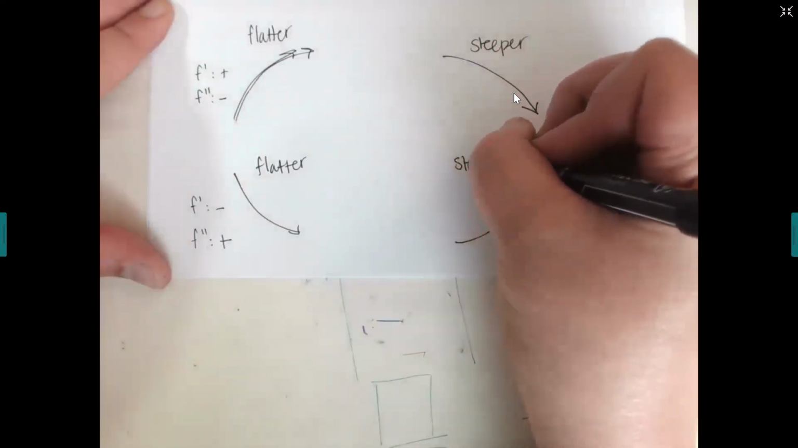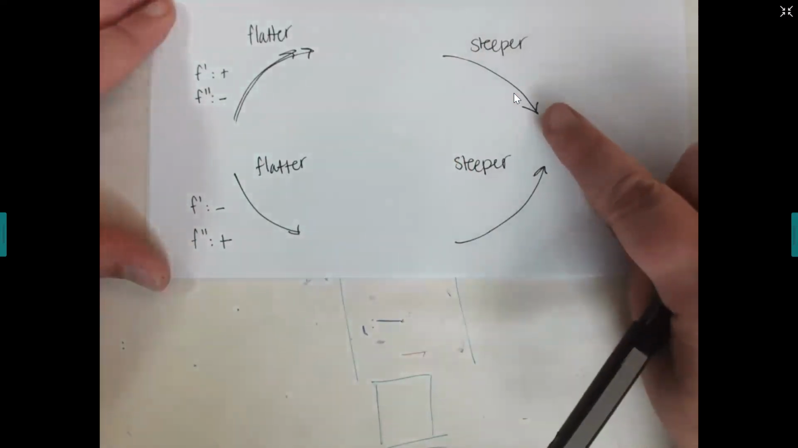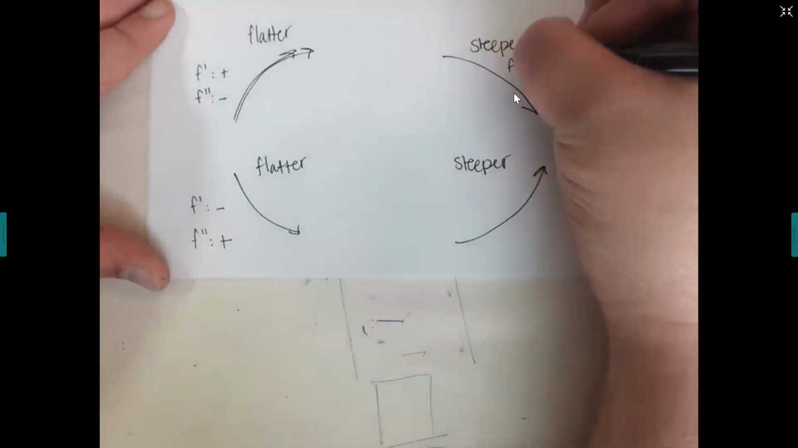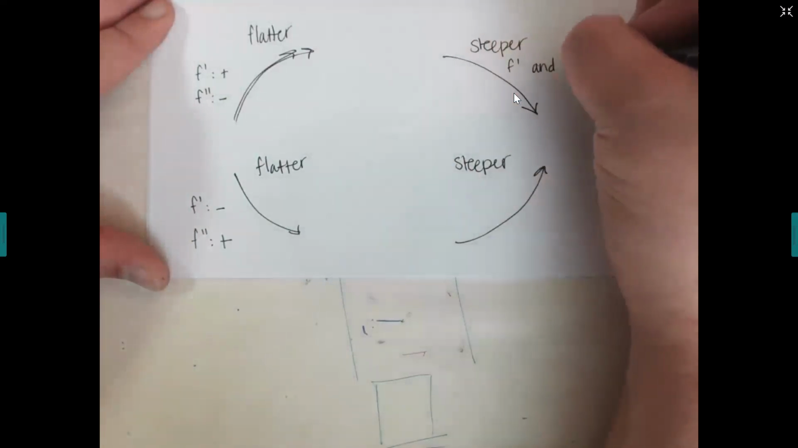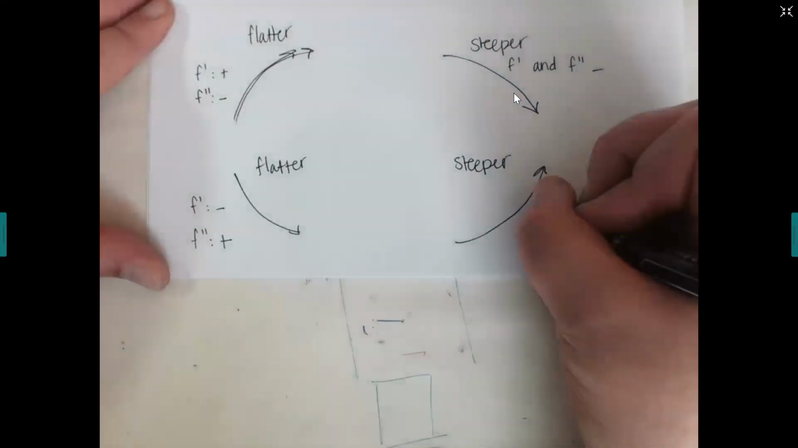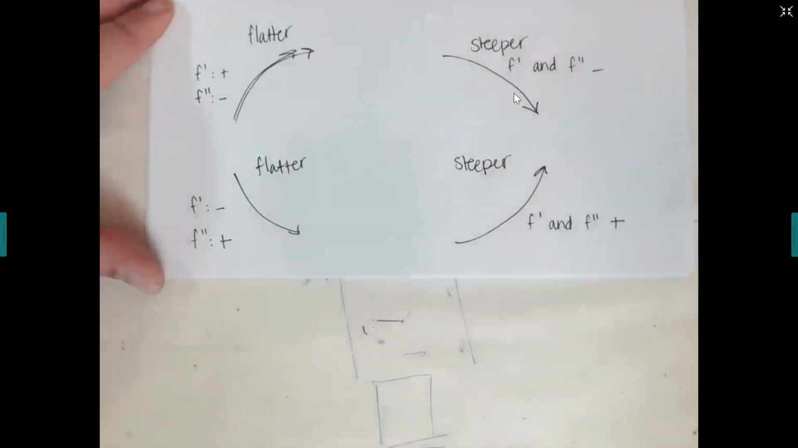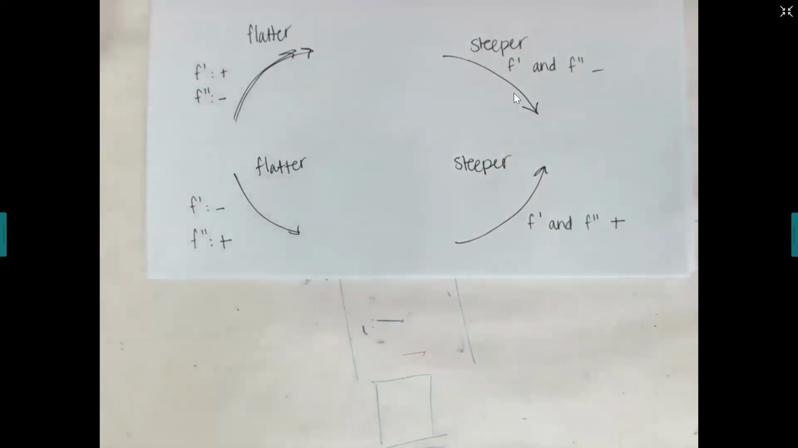Okay, on the first graph, what are both of the signs up here? Yeah, f prime and f double prime are both negative, versus on this one, they're both positive. And that's what makes it get steeper versus flatter. Okay.